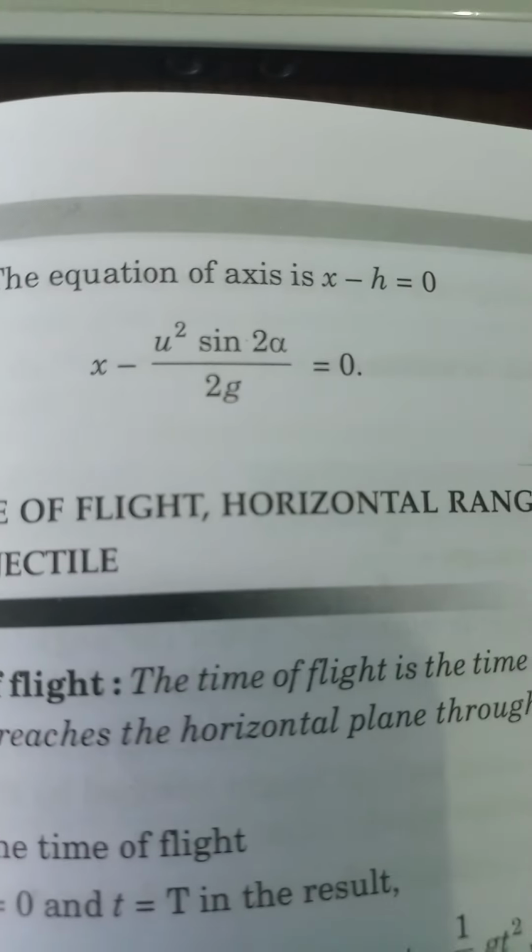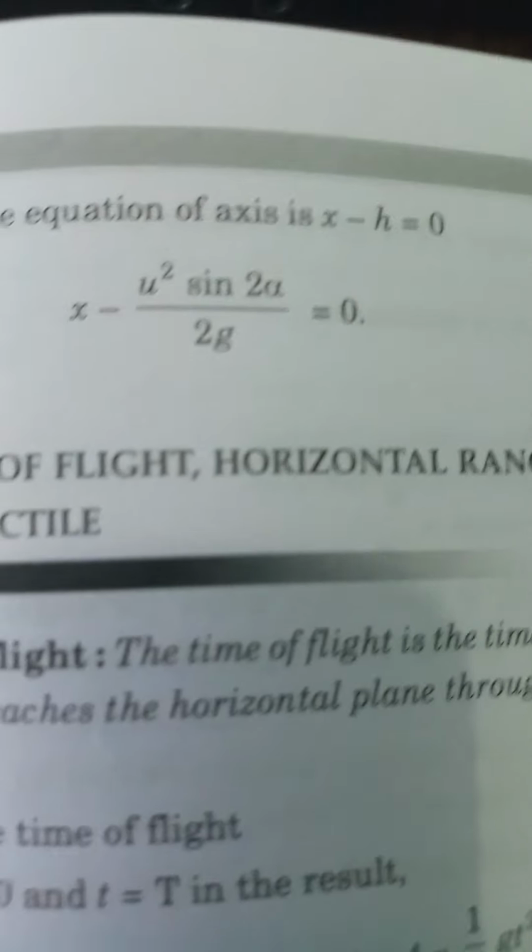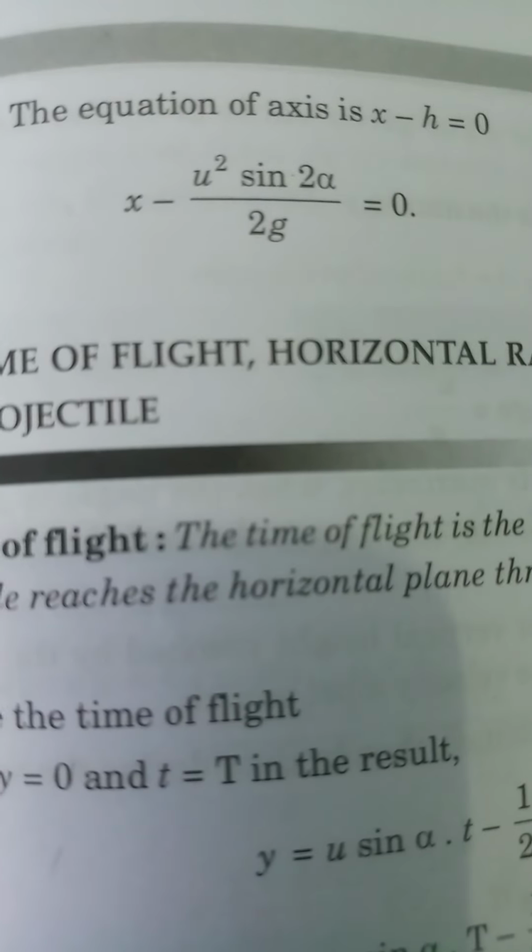Next is the axis. How do we find the axis? The equation of the axis is x minus h equal to 0, that is, x minus u square sin 2 alpha by 2g is equal to 0.